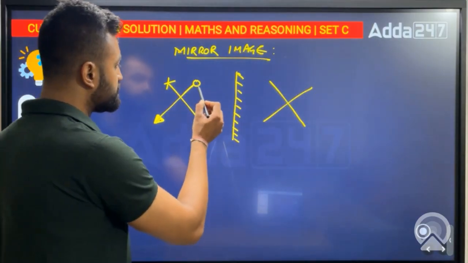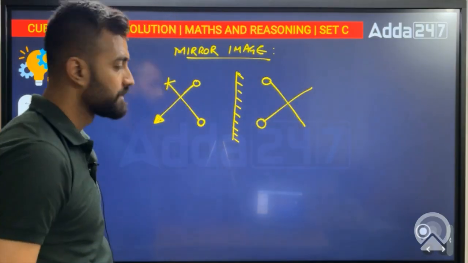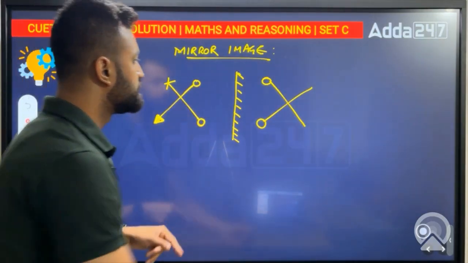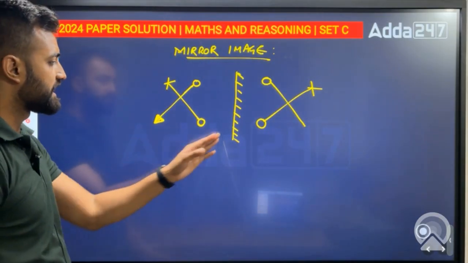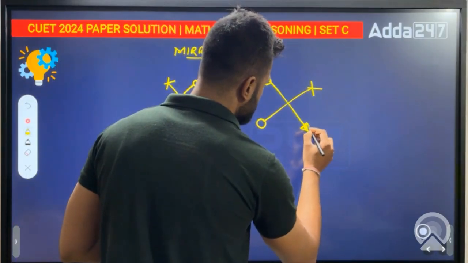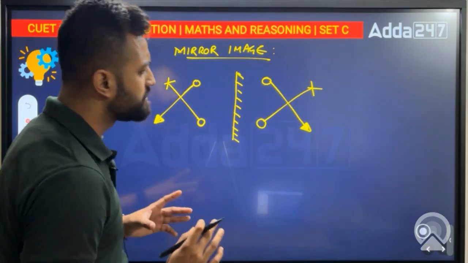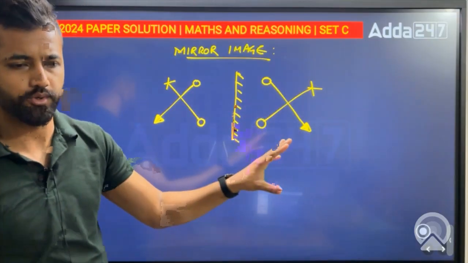That means, sir, these 2 circles are near to the mirror, so these 2 circles would be here like this. And this cross is further than the mirror, so the cross would come here like this. And this arrow is again further than the mirror, so this arrow would come here. So this is how you draw the mirror image. Simple. You'll see in previous paper at least 1-2 questions have come from mirror images. That's why I'm showing it to you.